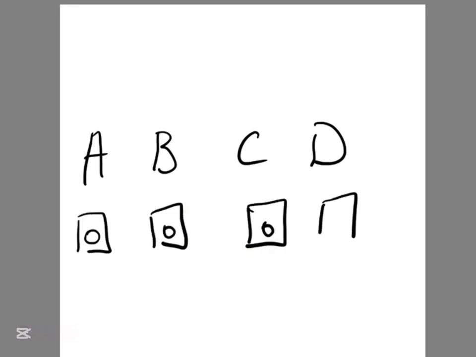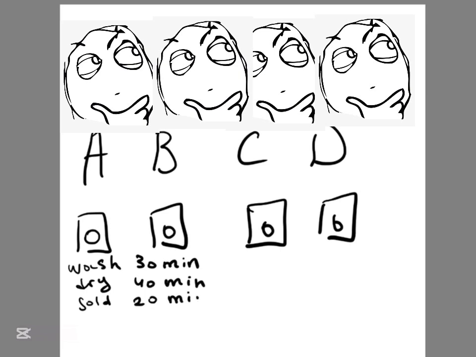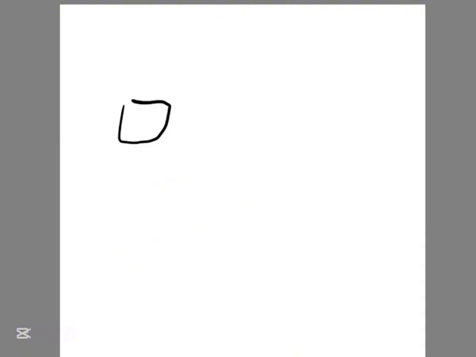Imagine that 4 people decided to complete their laundry. Each of them will need time for washing, drying, and folding. For washing, each of them will take 30 minutes, for drying 40 minutes, and for folding, they will spend 20 minutes. Therefore, each person will spend an hour and a half for their laundry completion. So the question is, how do we manage to do the laundry in less time?